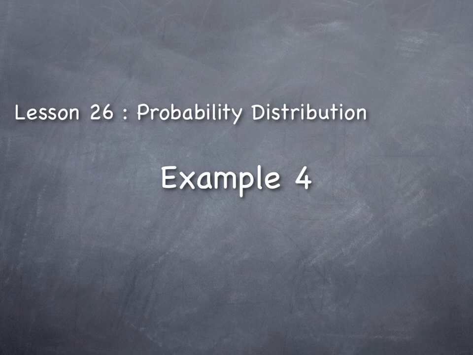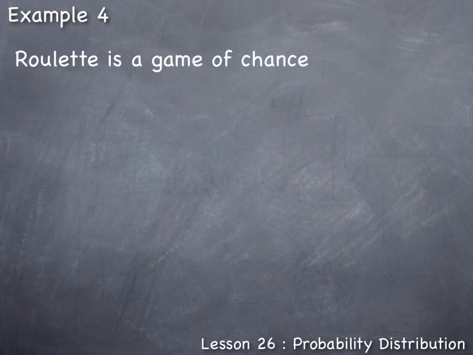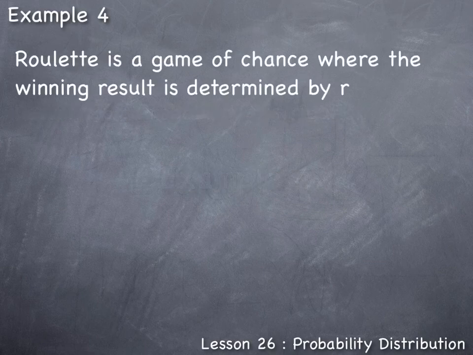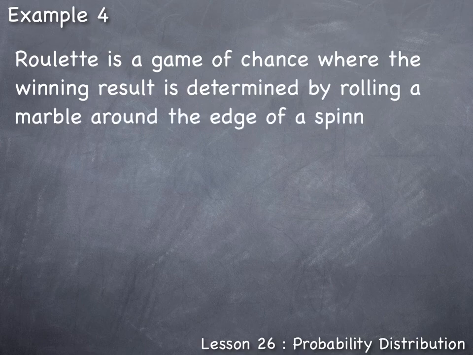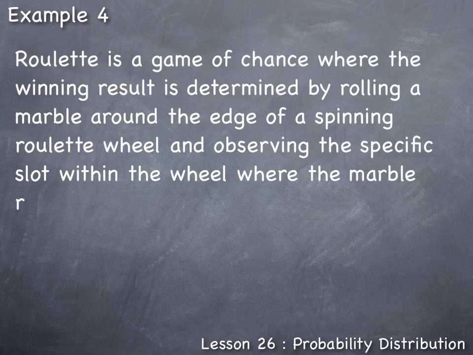Lesson 26, Probability Distribution. Example 4. Roulette is a game of chance where the winning result is determined by rolling a marble around the edge of a spinning roulette wheel and observing the specific slot within the wheel where the marble randomly falls.